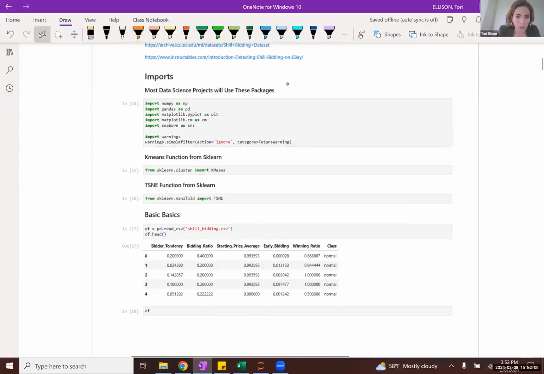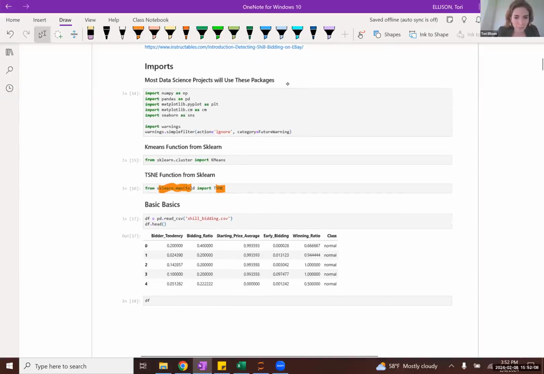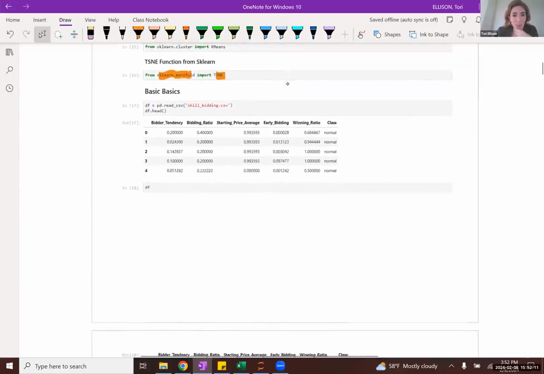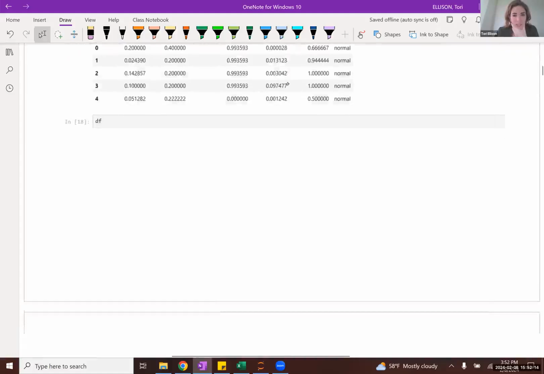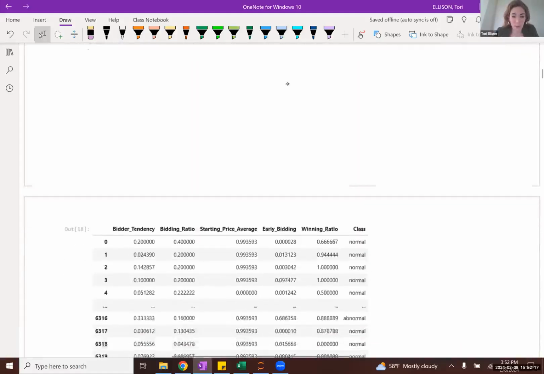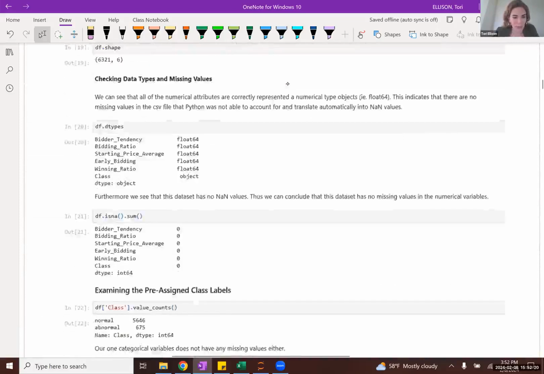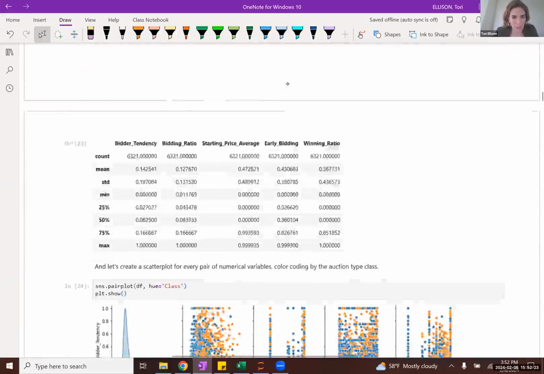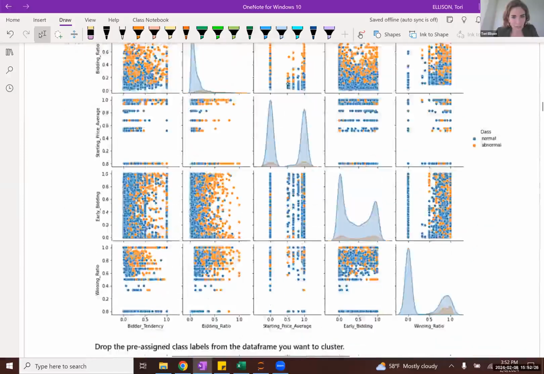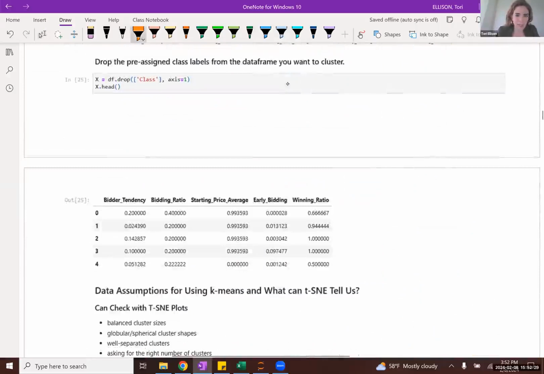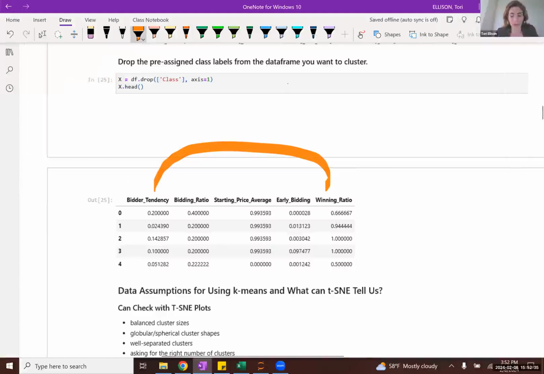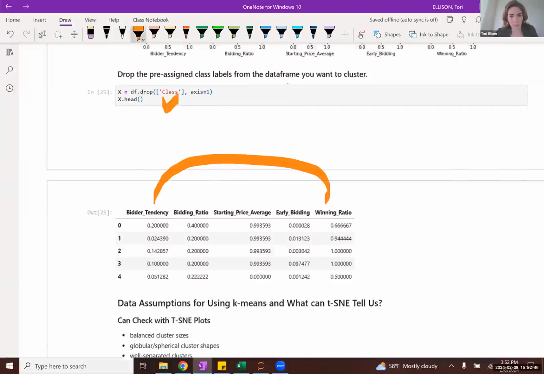So this is a scikit-learn function. We use the TSNE function here. And again, we're going to be using this shill bidding data set, which represents various numerical attributes of eBay auctions. And you want to remember that we only want to cluster just the numerical attributes, or we only want to learn about the clustering structure of just the numerical attributes. Therefore, we only want to put the numerical attributes into our TSNE algorithm. So we do want to drop this class label first.